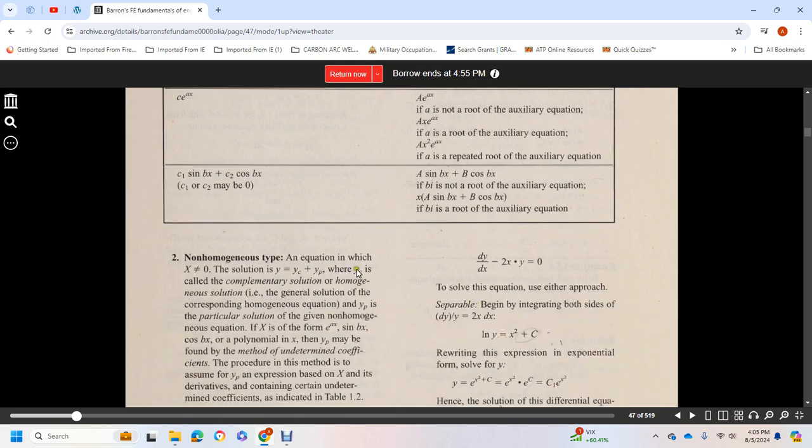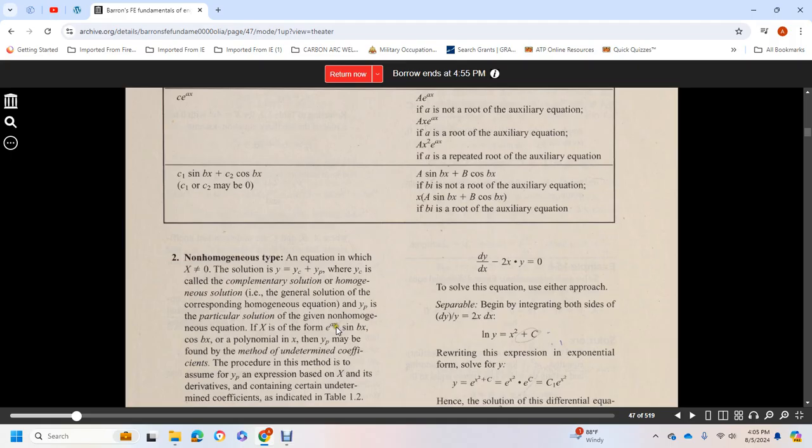Alright, the second is the non-homogeneous type equation, an equation in which X is not equal to 0. The solution y is equal to yc plus yp. yc is called the complementary solution, the homogeneous solution, the general solution of the corresponding homogeneous equation. yp is the particular solution of the given non-homogeneous equation.